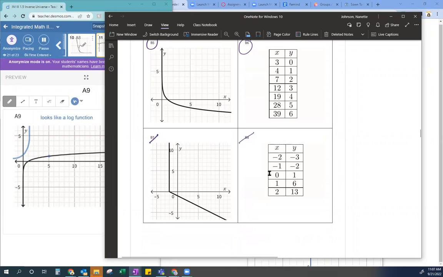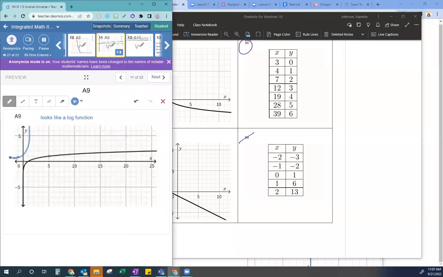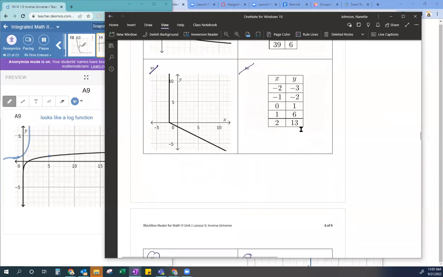So this 0,1 matches, and I'm like, yes, look, it matches. It's right here. But this next point right here, let's see, -2,-3. If you look over here, this gets closer. Remember, this is called an asymptote. It gets closer to the x-axis. That's a horrible drawing, but just pretend. So -2 is actually closer to the x-axis than it is right here. So that's a no. So close, but no, right?